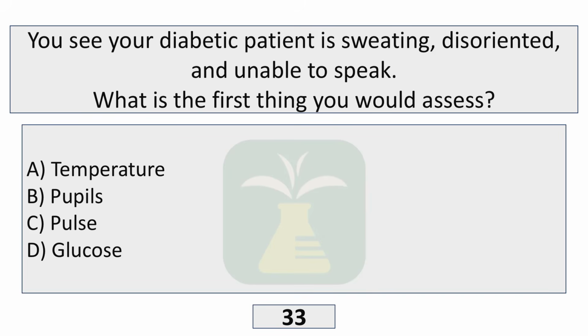You see your diabetic patient is sweating, disoriented, and unable to speak. What is the first thing you would assess? A. Temperature. B. Pupils. C. Pulse. D. Glucose.